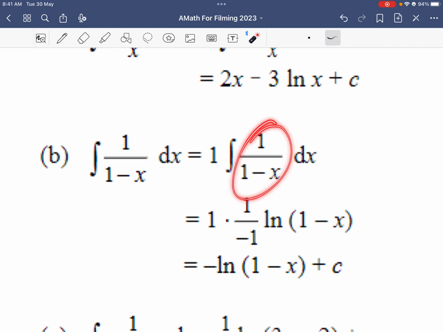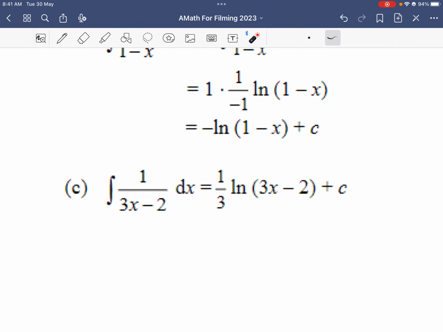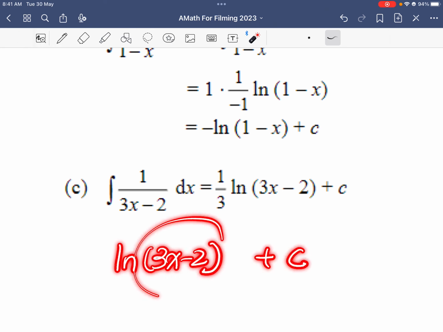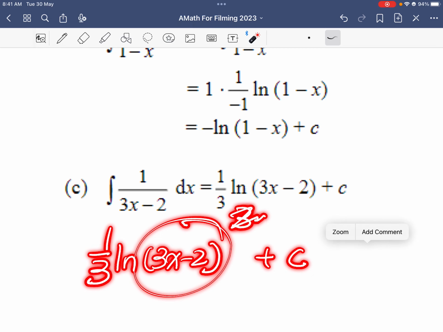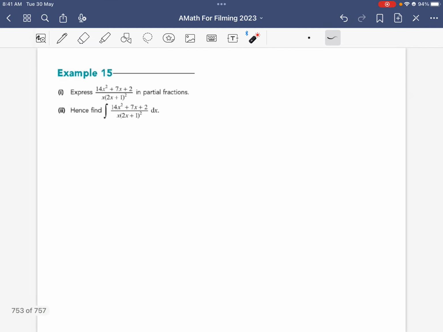Next one for this, 1 over 1 minus x, you take the reciprocal, so this becomes ln of 1 minus x. Differentiating negative x will give you negative 1, so 1 over negative 1. Hence, what you get is negative ln 1 minus x plus c. Same thing here, once you see this pattern, you integrate, you get ln of 3x minus 2 plus c. You differentiate 3x minus 2, you get 3, so you divide by 3. So you get 1/3 of ln 3x minus 2 plus c, which is what is shown here.